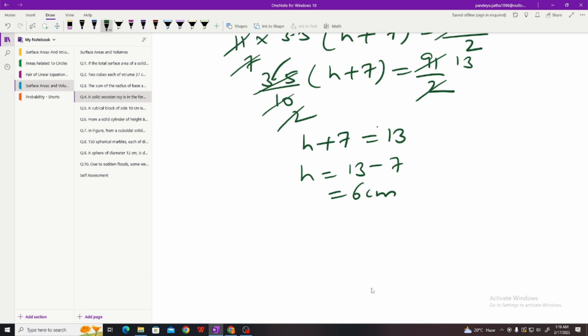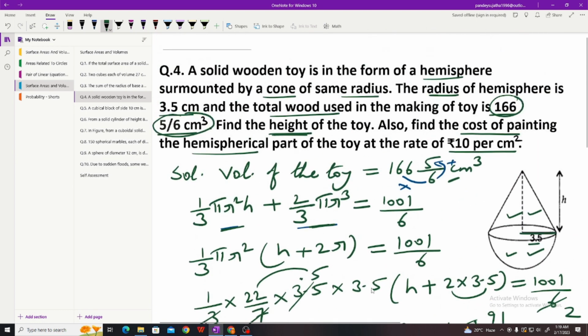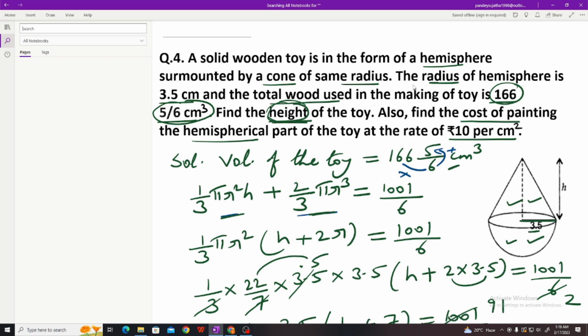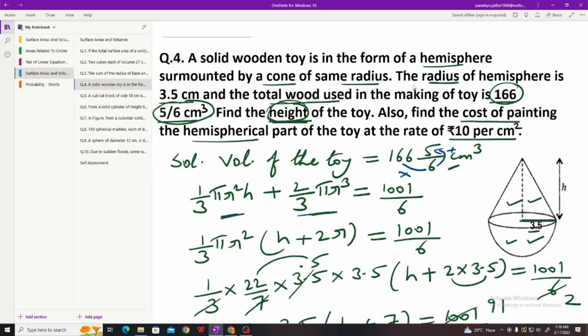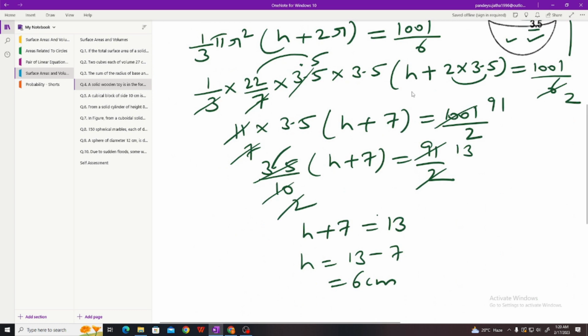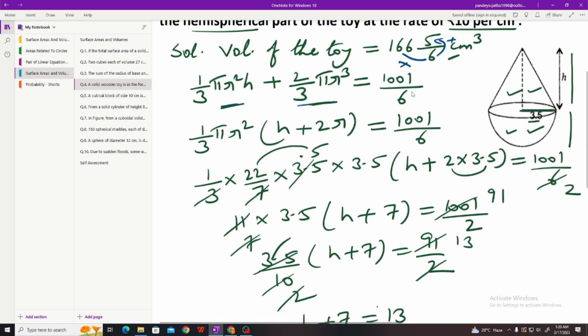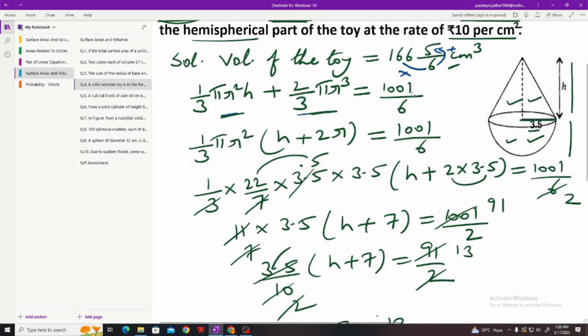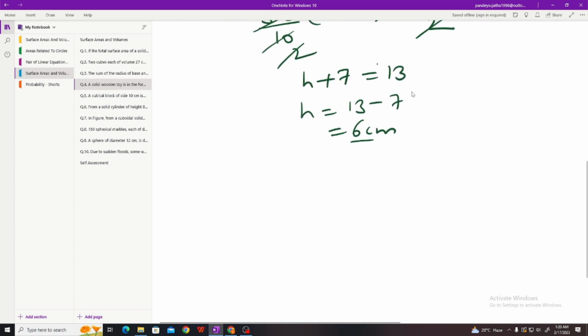So since we need to find the height of the toy, the height of the toy is height of the cone plus the height of the hemisphere. So height of the cone we just found, that is equal to 6 centimeter, and height of the hemisphere is the radius of the hemisphere, that is 3.5 centimeter. So just let's replace.